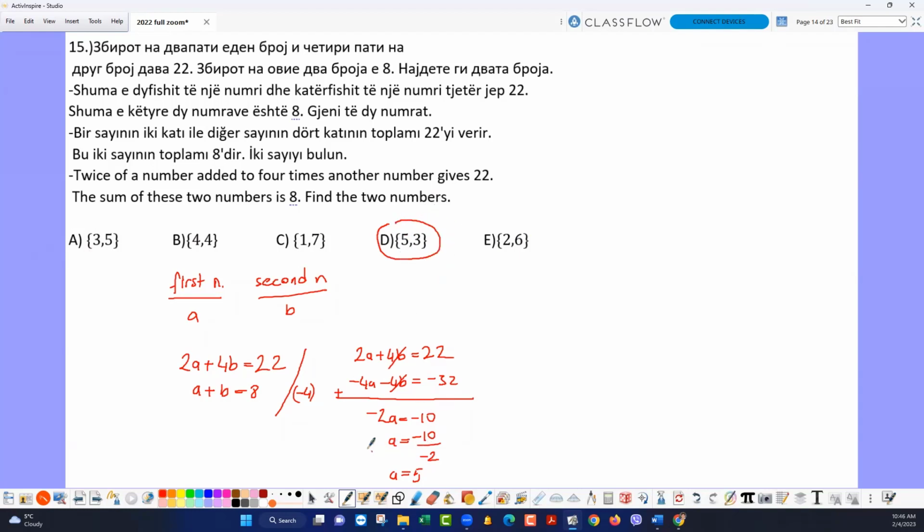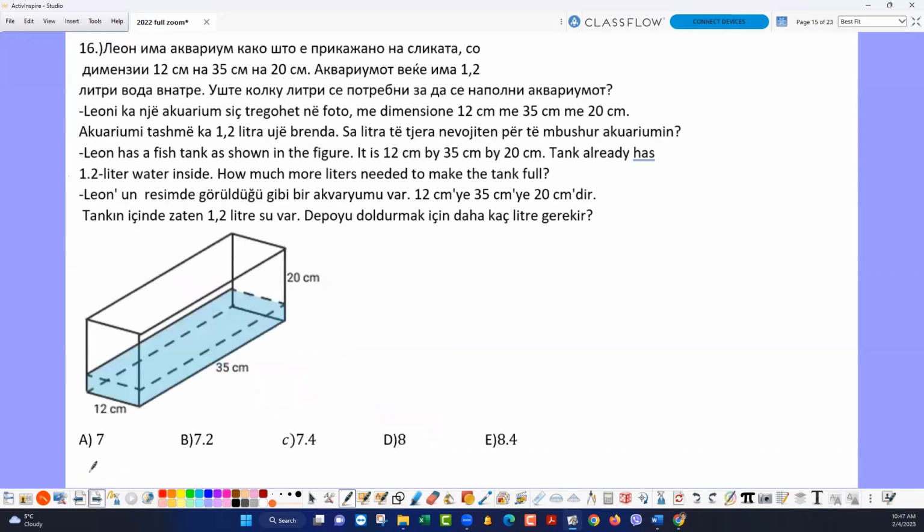And the second number, of course, since a plus b is equal to 8, if a is equal to 5, b is going to be equal to 3. And you see that it is equal to 3 here also. So the answer is 5 and 3.